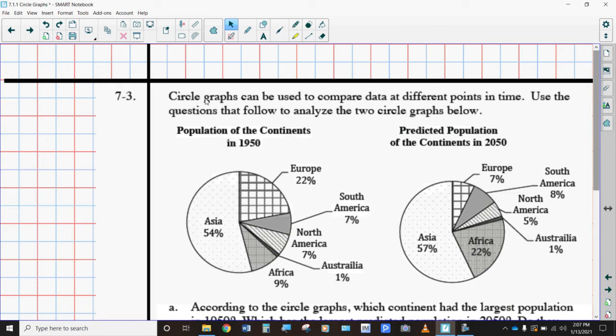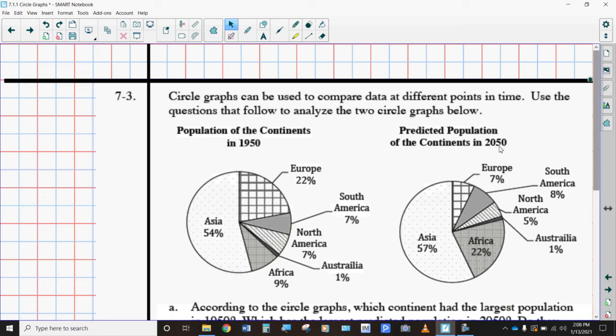Now let's interpret them. Circle graphs can be used to compare data at different points in time. Use the questions that follow to analyze the two circle graphs below. So one of them on the left shows population of the continents in 1950. You can see Asia's at 54%, Europe's at 22% of the world's population, South America's at 7%, along with North America, and then Africa's at 9%, and Australia is 1%. And I noticed they don't have Antarctica in here, probably because it's pretty much zero, because hardly anybody lives in Antarctica.